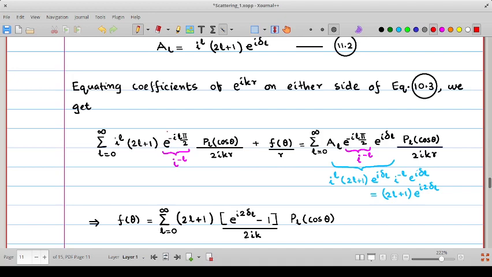But now, we know that e to the power minus i L pi by 2 is equal to e to the power i pi by 2, to the power minus L, but e to the power i pi by 2 is i. So, this is equal to i to the power minus L. And similarly, over here, this is also i to the power minus L. But now, we can write A_L as i to the power L times (2L plus 1) times e to the power i delta_L. So, we will have i^L (2L plus 1) e^(i delta_L), and then this factor is i to the power minus L and then e to the power i delta_L. So, this term together becomes (2L plus 1) e to the power i 2 delta_L.